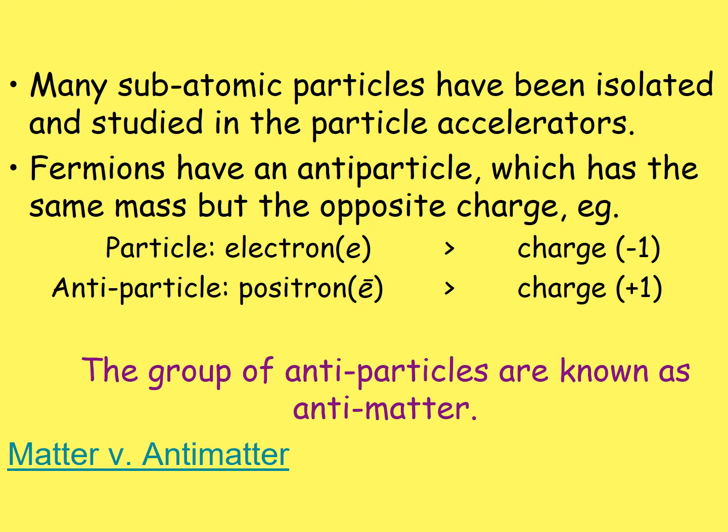So many subatomic particles have been isolated and studied in the particle accelerators such as the Large Hadron Collider at CERN. The fermions have an antiparticle which has the same mass and opposite charge, as we mentioned previously. The example we brought up was the electron with the negative charge and the antiparticle, the positron, which has a positive charge. All of the different antiparticles together are called antimatter. And when matter and antimatter come together, they cancel each other out and produce a large amount of energy. Again, there's another link which you can follow in the PowerPoint, which will be available on Teams.